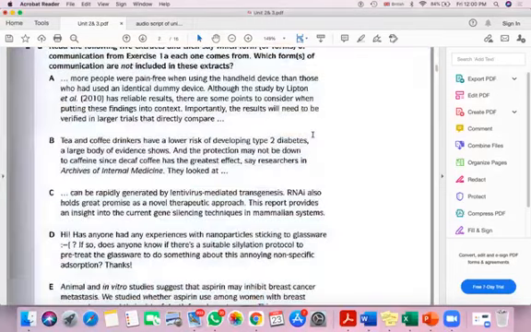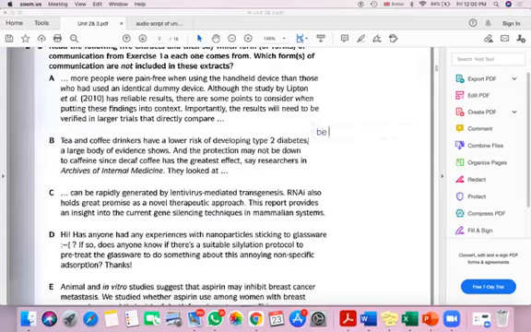Be down to means be the result of. All right. So the protection from diabetes 2 may not be because of caffeine, since decaf coffee has the greatest effect, say researchers. You see here, researchers. Who are the researchers? It's very general.